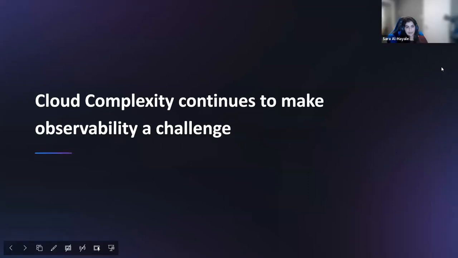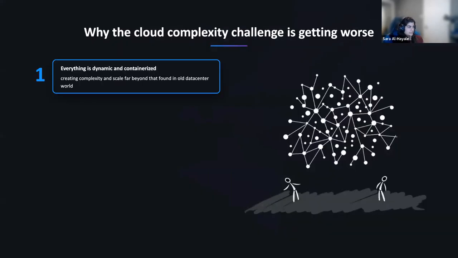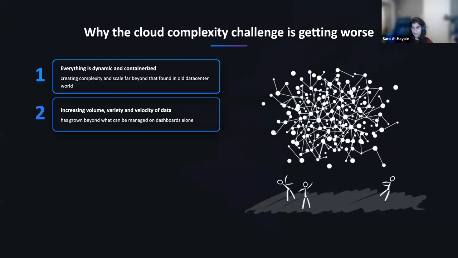Cool. So the first thing we're going to cover is cloud complexity and how that makes observability a challenge. Covering mostly the fact that everything as we move over to the cloud is becoming dynamic, containerized. It's creating complexity and a scale far beyond what we've ever done in the data center world when things were on-prem. Beyond that, we're increasing volume, variety, and velocity of scale. So we've gone beyond what can be managed on a dashboard, or I feel like, in my opinion, the days of the NOC and days of looking at dashboards are kind of behind us.